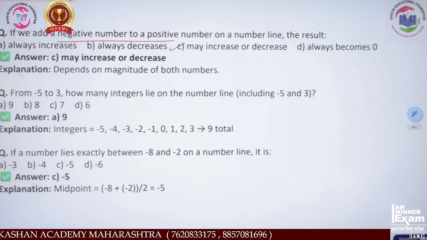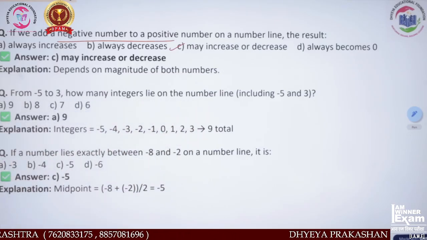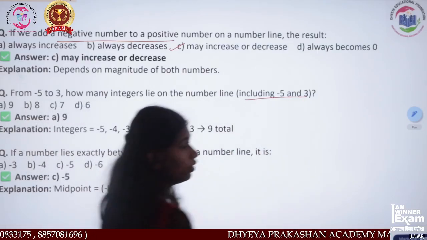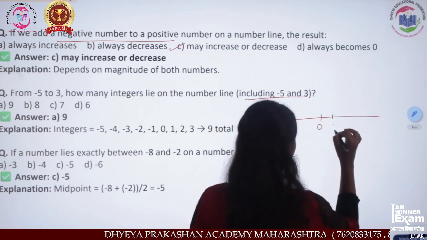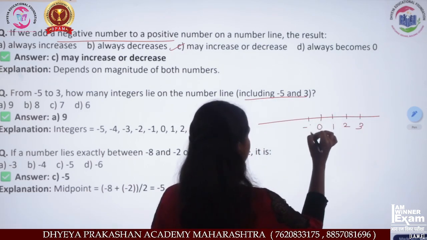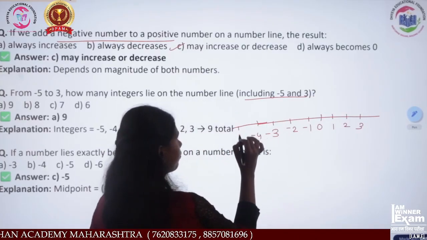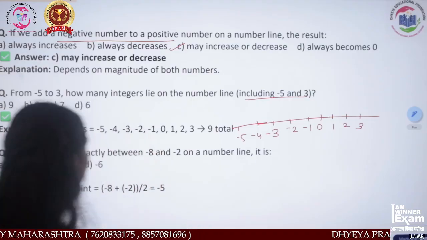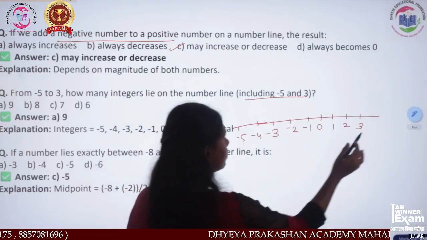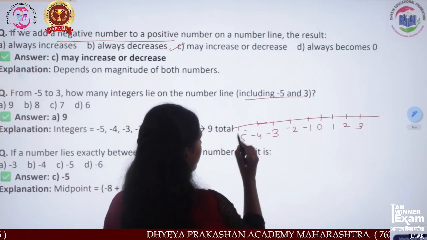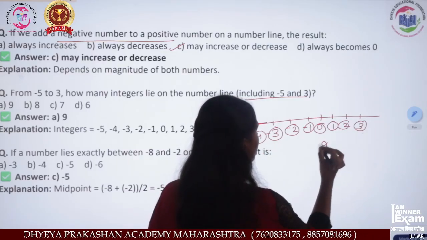Okay. Then next, from -5 to 3, how many integers lie on the number line, including -5 and 3? That means you have to count -5 and 3 also. Okay. So 0, 1, 2, 3, and this side -1, -2, -3, -4 and -5. Now you have to just count how many integers lie on them. Starting with -5 up to 3: 1, 2, 3, 4, 5, 6, 7, 8, 9. So there are total 9 integers.